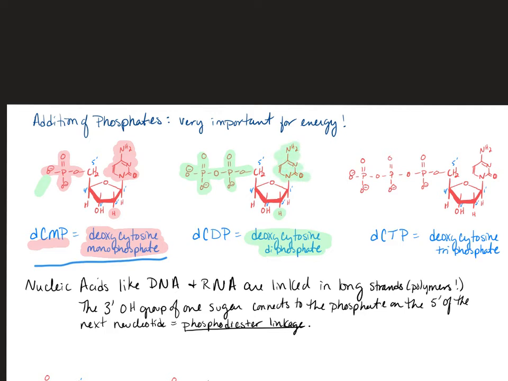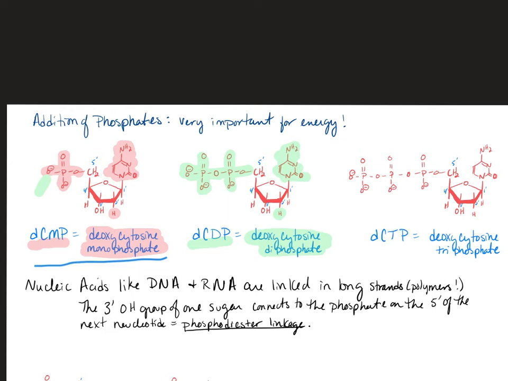So this would be deoxycytosine diphosphate because we still have the deoxy and we have cytosine up here, right? So this would be abbreviated dCDP for deoxycytosine diphosphate.